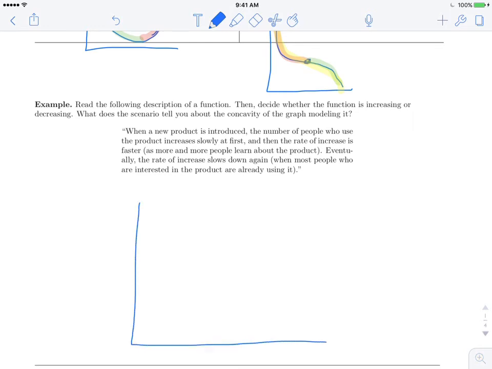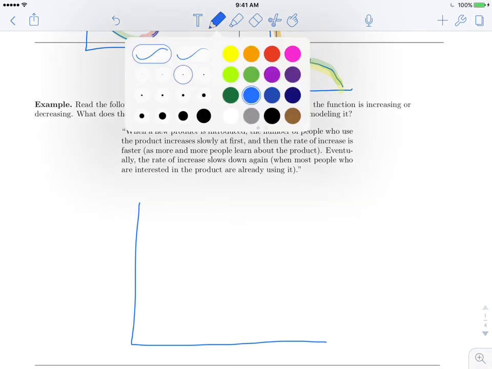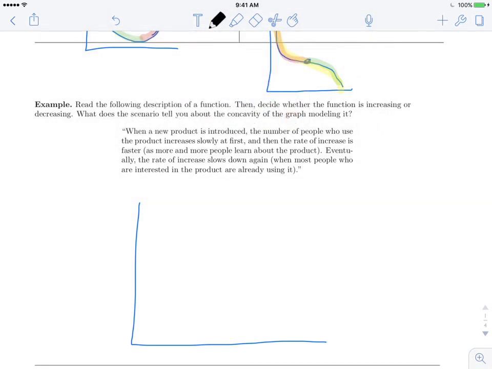So if we were to graph that situation, it would look something kind of like this. New product is introduced. Okay, that would be at time 0. The number of people who use the product increases slowly at first and then more quickly over time until we've kind of hit a saturation of the market, and then it slows down again. All right, so this is what that function would look like. What is going on here as far as increasing and decreasing? You can pause the video and think about that for a second.